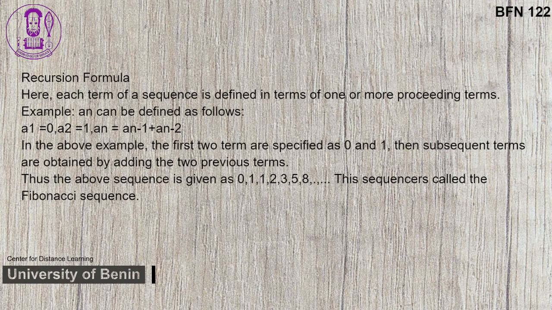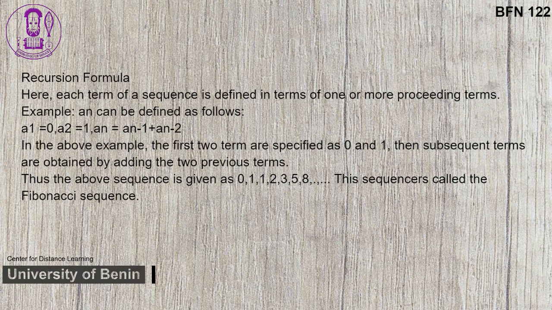Recursion formula. Here, each term of a sequence is defined in terms of one or more preceding terms. For example, a sequence can be defined as follows: A1 equals 0, A2 equals 1, and An equals A(n minus 1) plus A(n minus 2). In the above example, the first two terms are specified as 0 and 1, then subsequent terms are obtained by adding the two previous terms. Thus the above sequence is given as 0, 1, 1, 2, 3, 5, 8. This sequence is called the Fibonacci sequence.